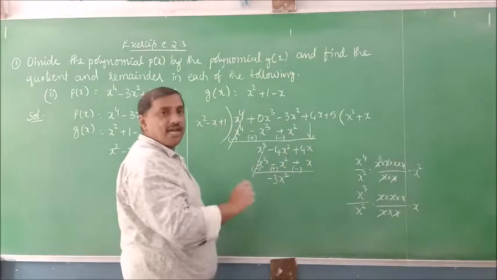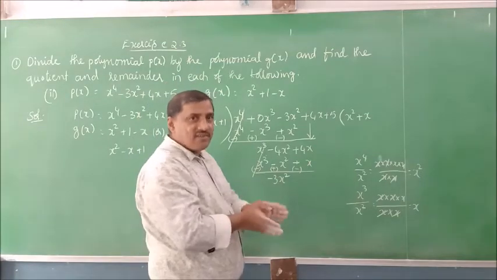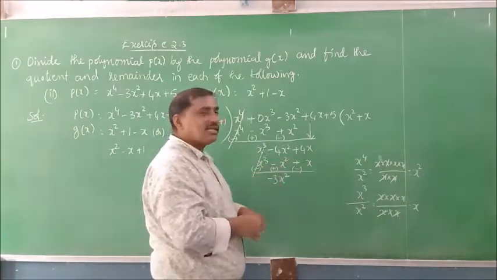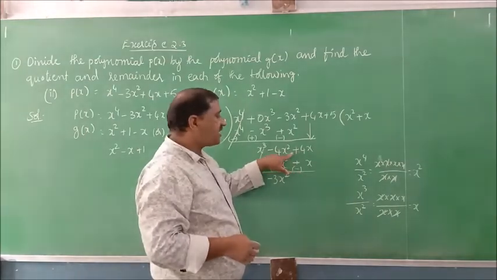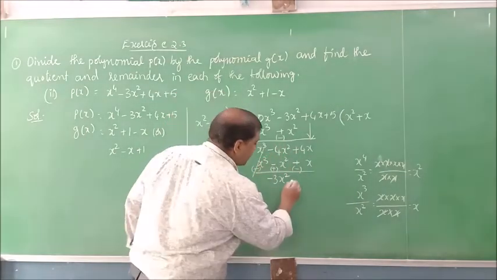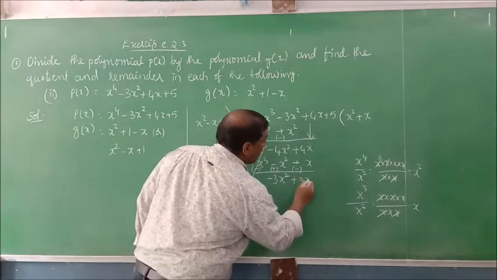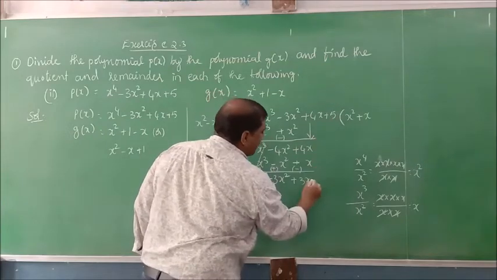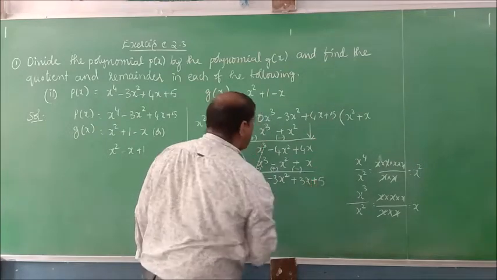Now plus 4x minus x. Minus x in the sense minus 1x. Again different signs are there, subtract. 4 minus 1 is 3. 4 is the bigger number, it is having the plus sign. Therefore it is plus 3x. Next bring the next term. What is the next term? It is plus 5.